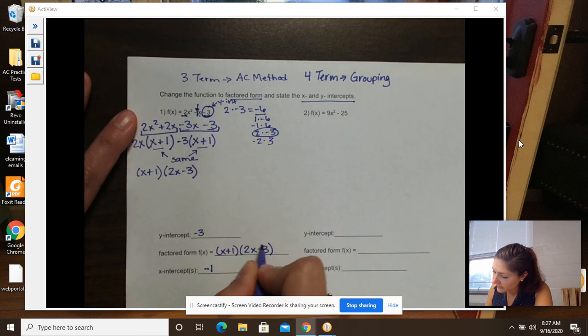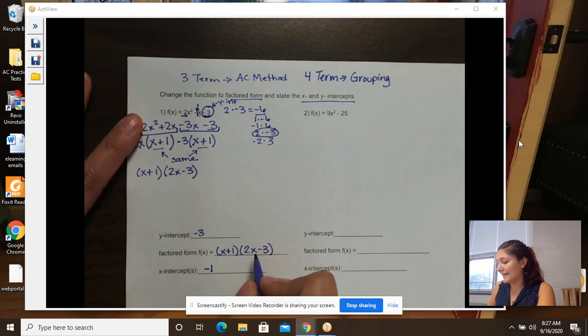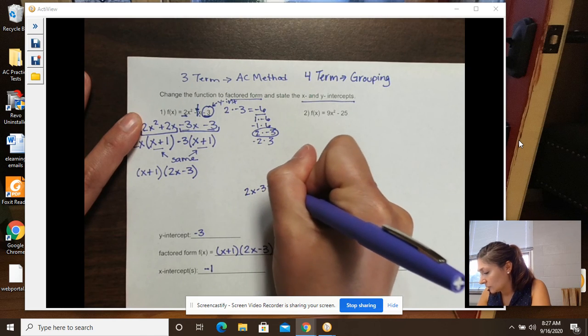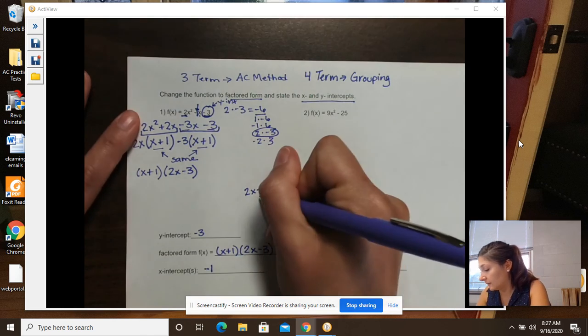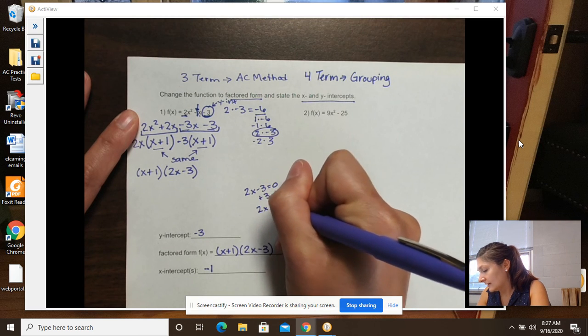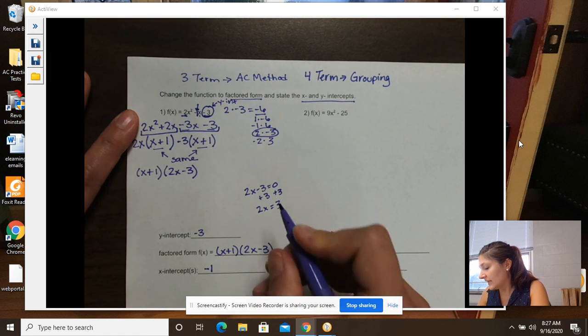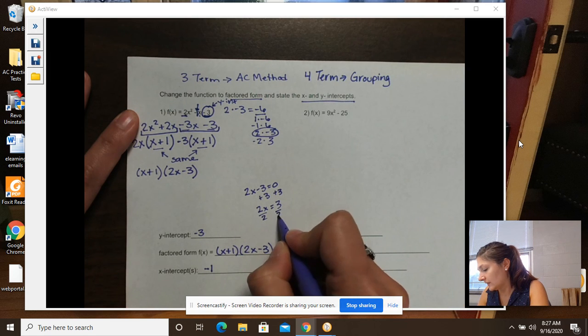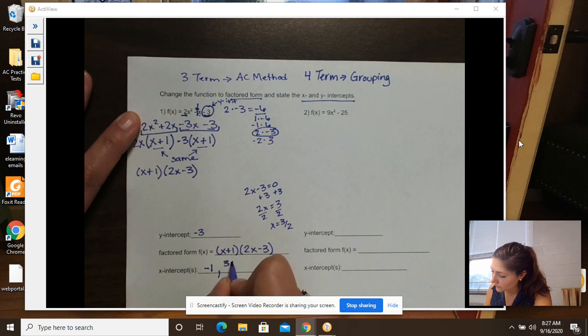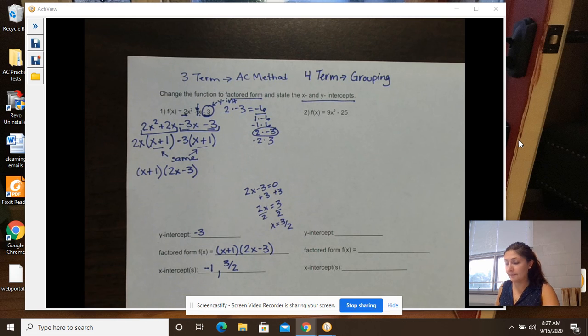And then the trickier one here is this 2x minus 3. Since I have a number in front of the x here, I'm actually going to go ahead and set that equal to 0 and get x by itself. So I'm going to add 3 to both sides to start. So I have 2x equals 3. And then to get x by itself, I'm going to divide both sides by 2. So I would get x to be 3 over 2, or 1.5. So that's my other x-intercept, 3 over 2. Okay.